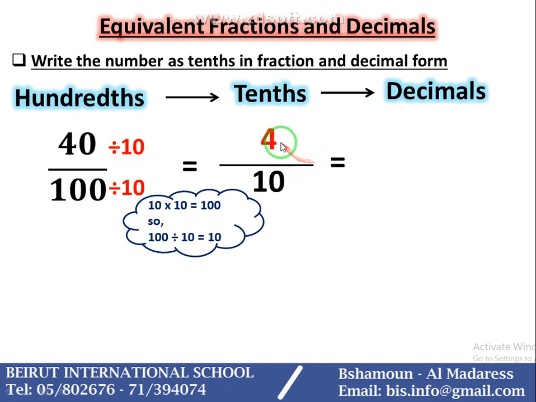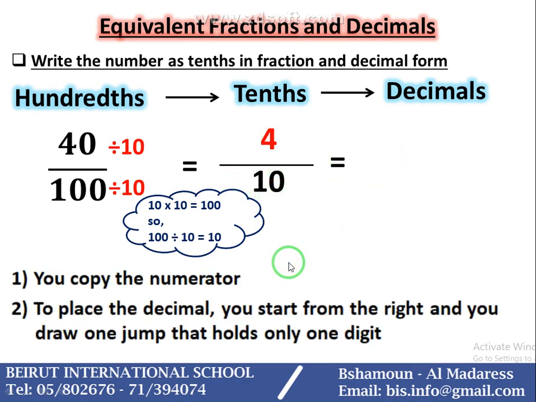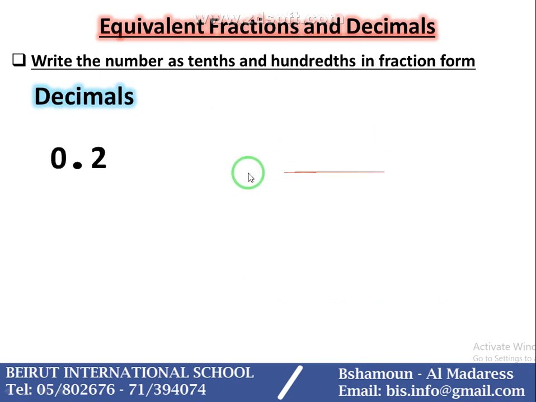Now let's change the fraction 4 out of 10 into a decimal number based on the steps over here. Copy the numerator as it is. But here, starting from the right, we only draw one jump because 10 includes only one 0. As you can see over here, place your decimal point and put a 0 so that the space over here won't stay empty.